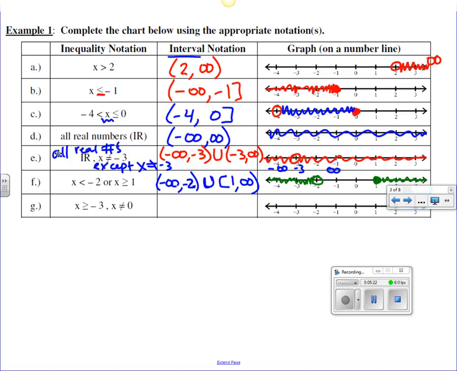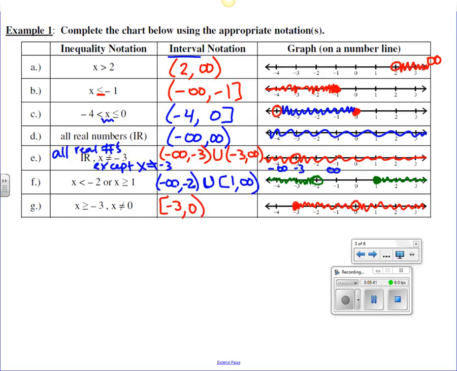All right, and the last one, x is greater than -3. So closed circle at -3, but it can't be equal to 0, so an open circle at 0, and then we keep going. So once again, we're going to have two separate things. So bracket -3 to 0, parentheses, because an open circle at 0, union 0 to infinity.